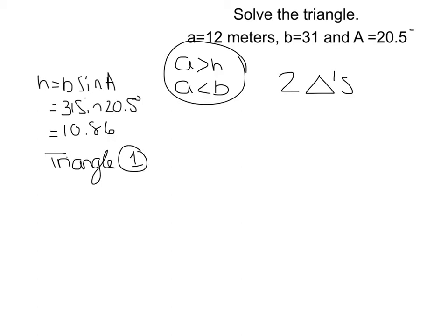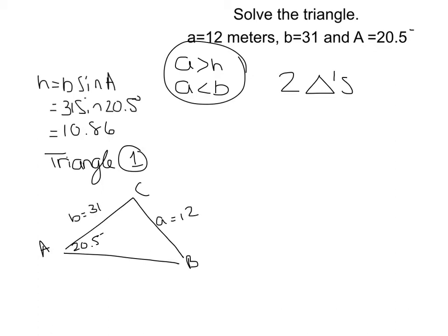So let's draw a picture. Here's A, B, C. 20.5. Little a equals 12. Little b equals 31. The only thing I could logically solve for right now is angle B. Does everyone see that? Okay, so we're going to use the law of sines to set that up. So that's where we proceed to next.